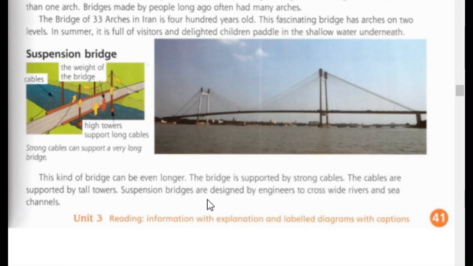Suspension bridges are designed by engineers to cross wide rivers and sea channels. يعني هون بيحكي لنا انه هاي الابراج اللي هي suspension bridge مصممة عن طريق مهندسين لقطع الانهار العريضة جدا الكبيرة والبحار وقنوات البحار. بدي ارجع لكلمة towers، ممكن نقول هاي towers كمان، وبرضه هون قال لك tall towers.